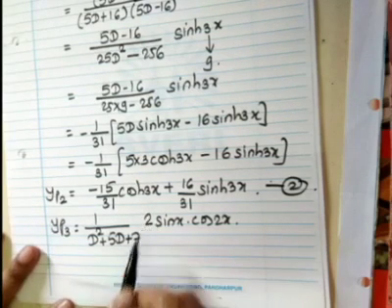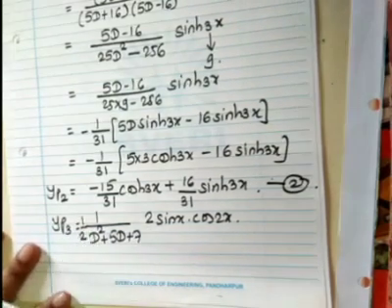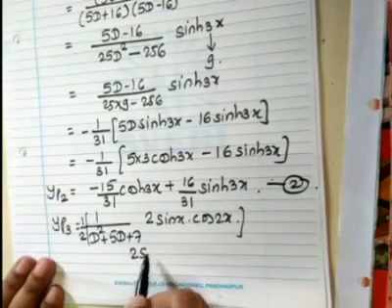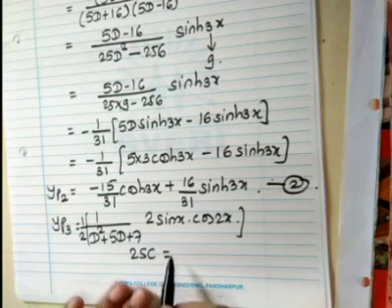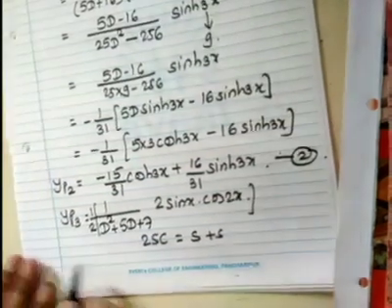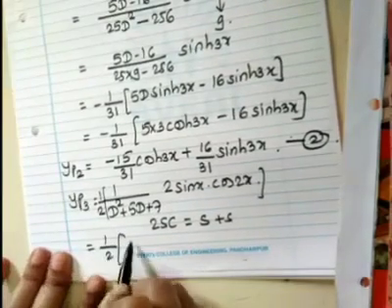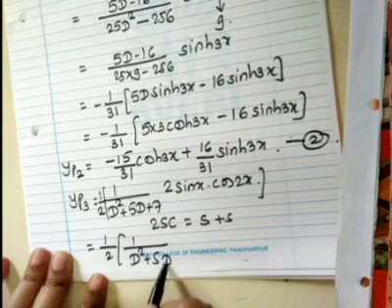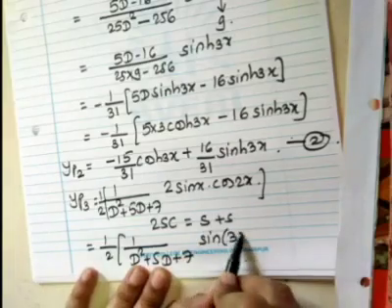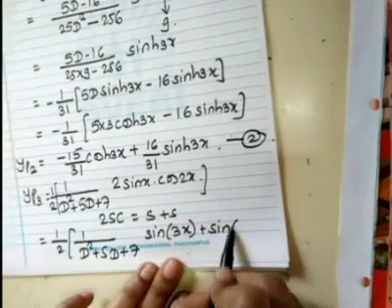We have a formula for 2 sin a cos b. So we have to multiply by 2 and we have to divide by 2. What is the formula? 2 sin a cos b is sin(a plus b) plus sin(a minus b). So it is 1/2 into 1 upon D square plus 5D plus 7 on 2 sin a cos b, that is sin(a plus b), 3x, plus sin(a minus b), x minus 2x, minus x.